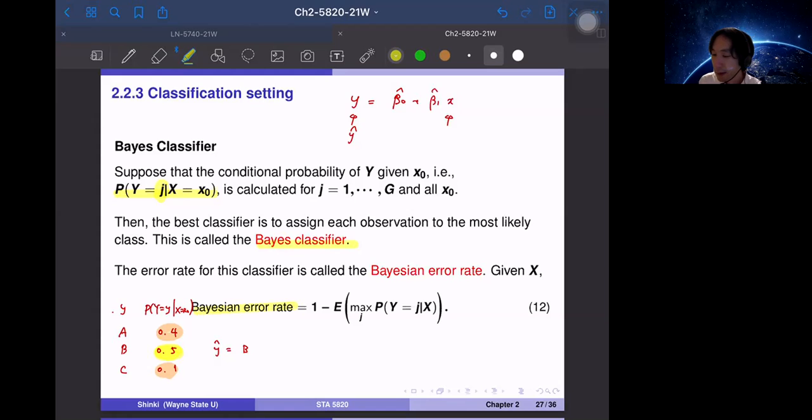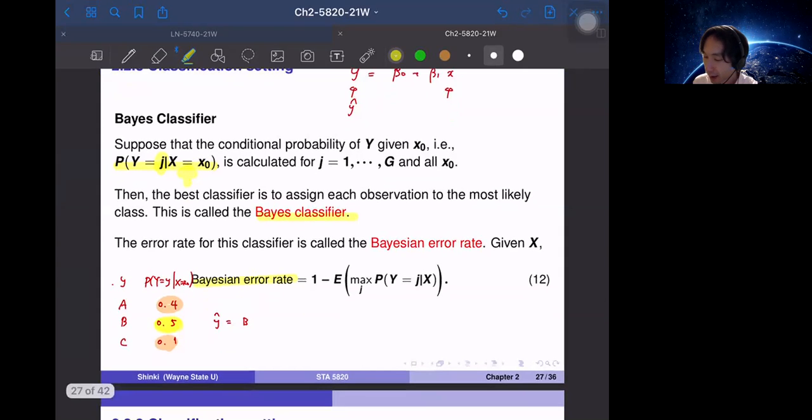So Bayes basically means thinking about conditional probability. If we think about this as conditional probability, it's a kind of Bayesian view. For now you don't really have to care too much about the name, but this is called the Bayes classifier, and this is called the Bayes error rate.